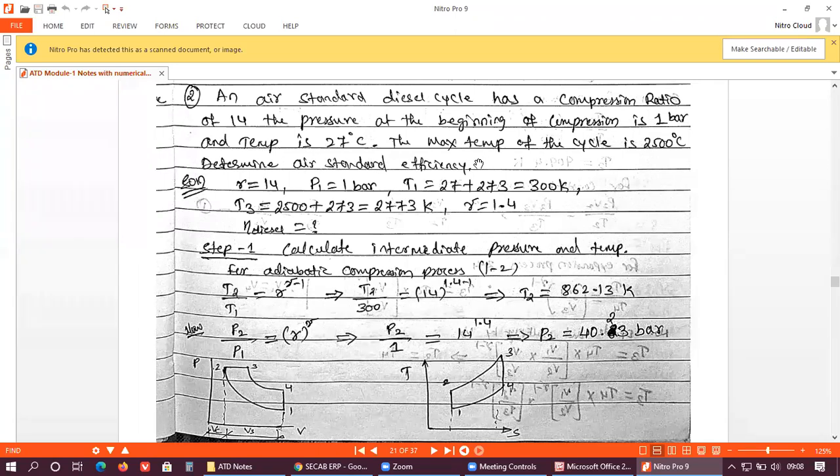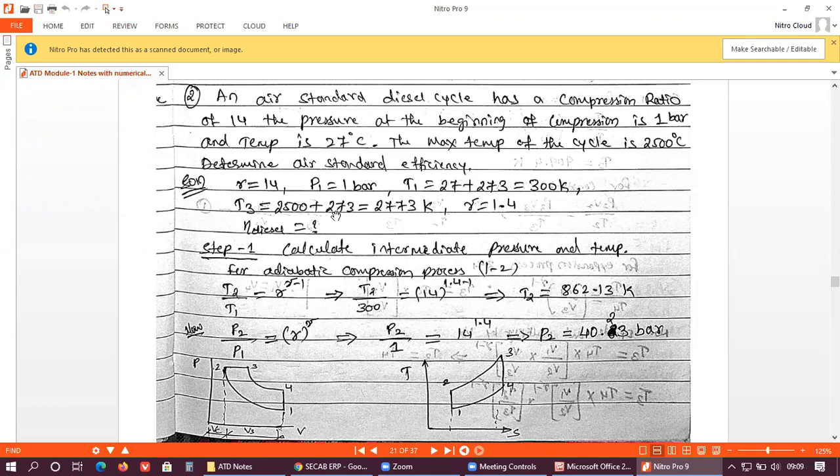Determine the air standard efficiency. For this given statement, we need to calculate the air standard efficiency. First we'll extract the given data. The compression ratio is given, r is equal to 14. Then P1, the pressure at point number 1, is 1 bar, and T1 is 27 degrees Celsius, so it has to be converted into Kelvin: 27 plus 273 gives you 300 Kelvin.